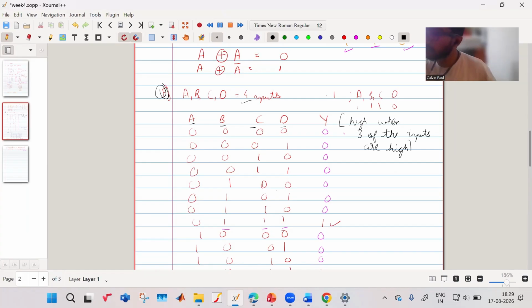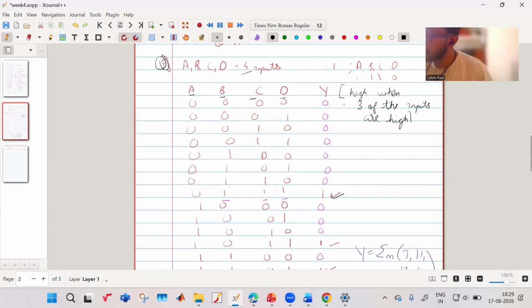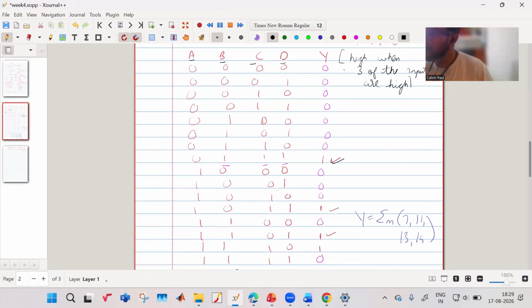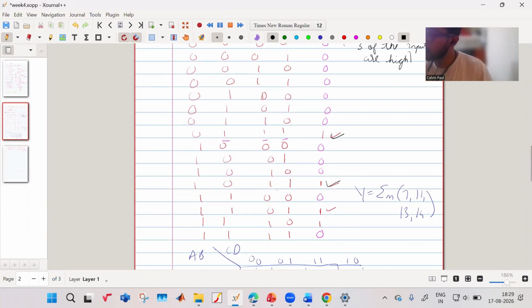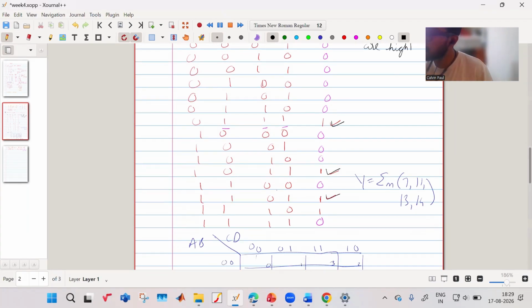Okay, so first what we found for this case, there is B is 1, C is 1, D is 1, Y is high. Then the next case is when A is high, but B is low and C and D are high. Then the next case is when A, B are high, C is low and D is high. And the next case is when A, B, C are high and D is low. So we found out what are the 4 cases which we need.